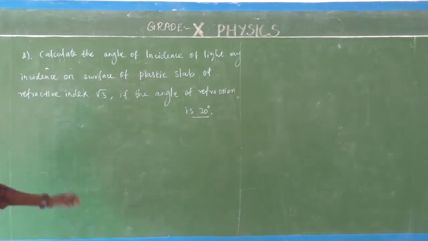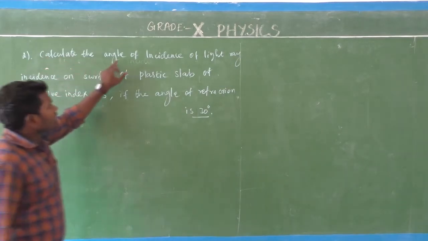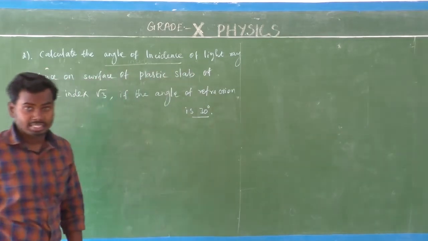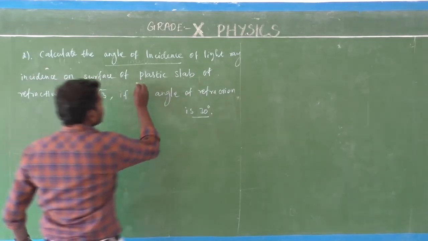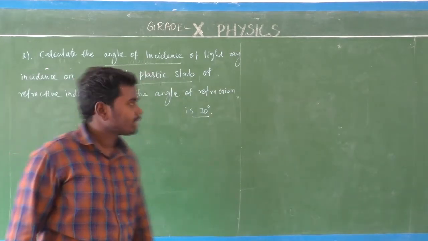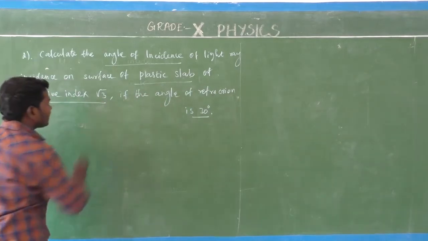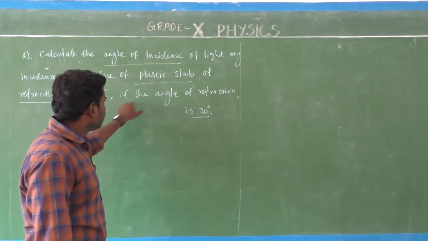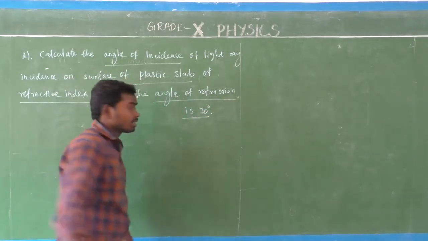Look at here. First, what is the question? Calculate the angle of incidence of the light ray incident on the surface of the plastic slab. Even some plastic also acts as a transparent medium, isn't it? The plastic slab has refractive index √3. So if the angle of refraction is 30 degree.